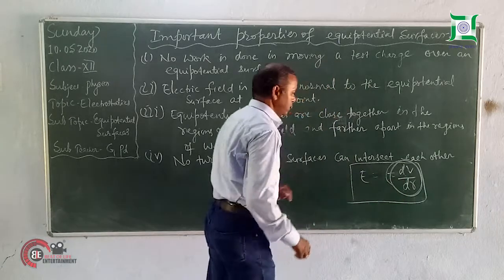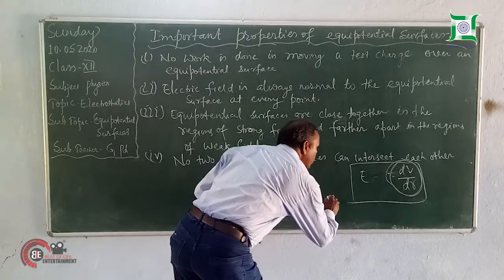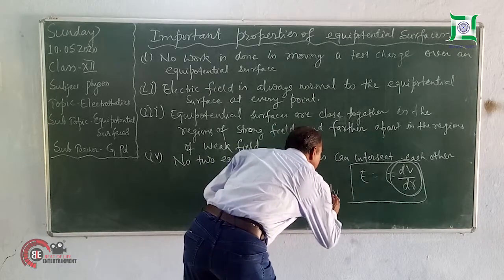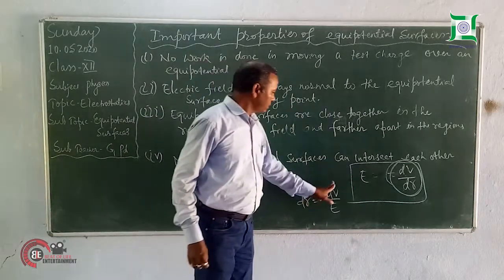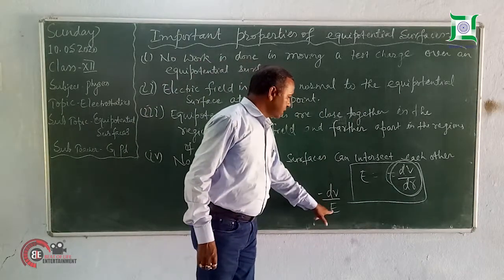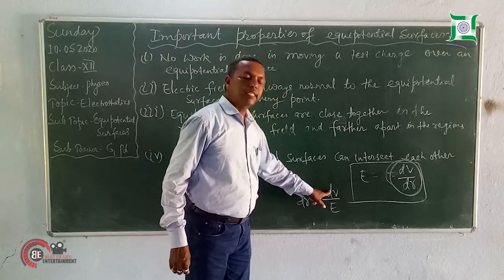By this relation we can find dr is equal to minus dV upon E. देखिए यहाँ पर, this is the electric field and this is the change in the magnitude of electric potential.